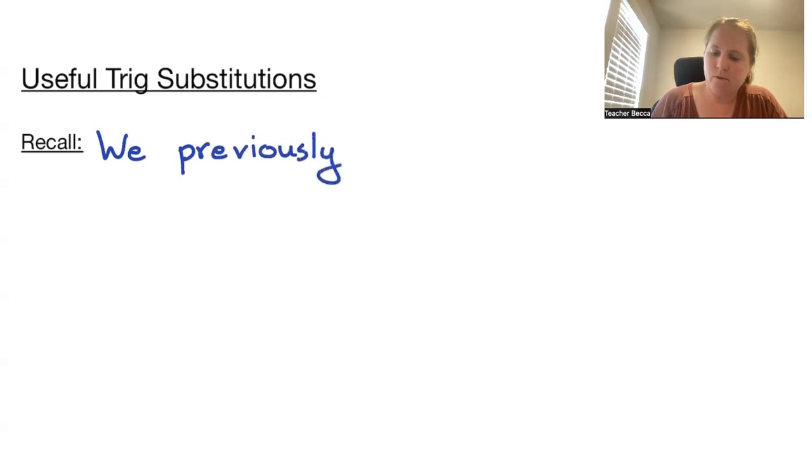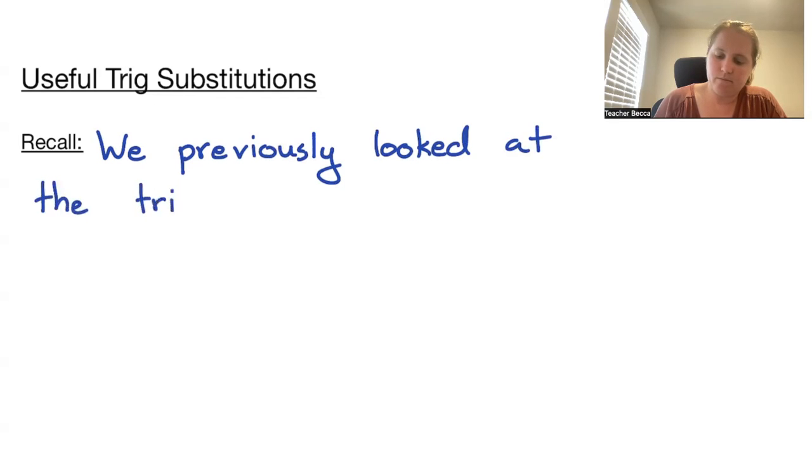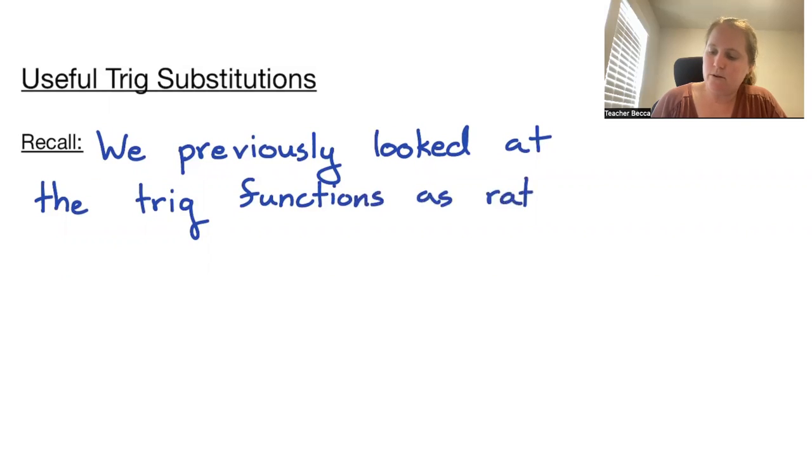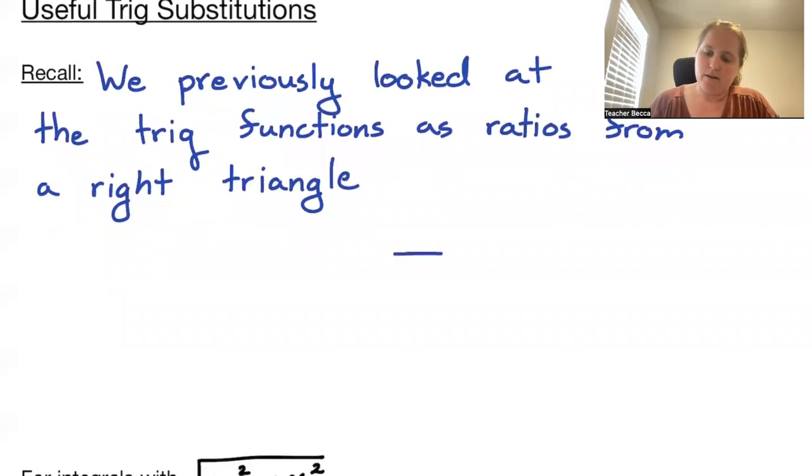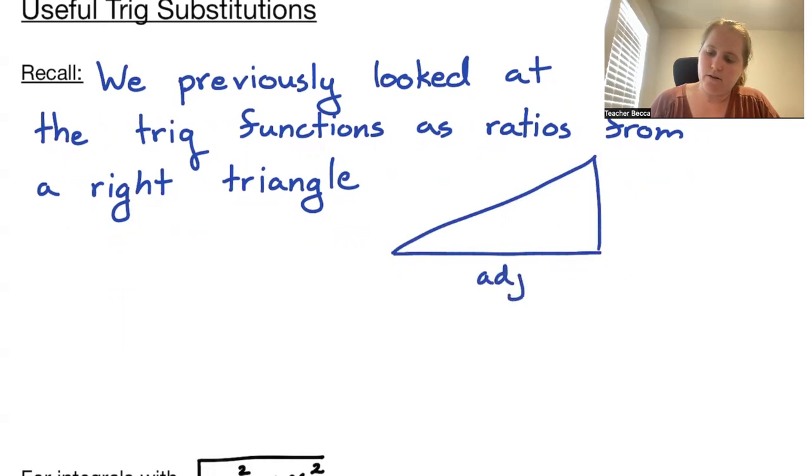So recall, in the previous video, we were looking at the trig functions as ratios from a right triangle, where we had adjacent next to our angle theta, opposite, and then the hypotenuse.